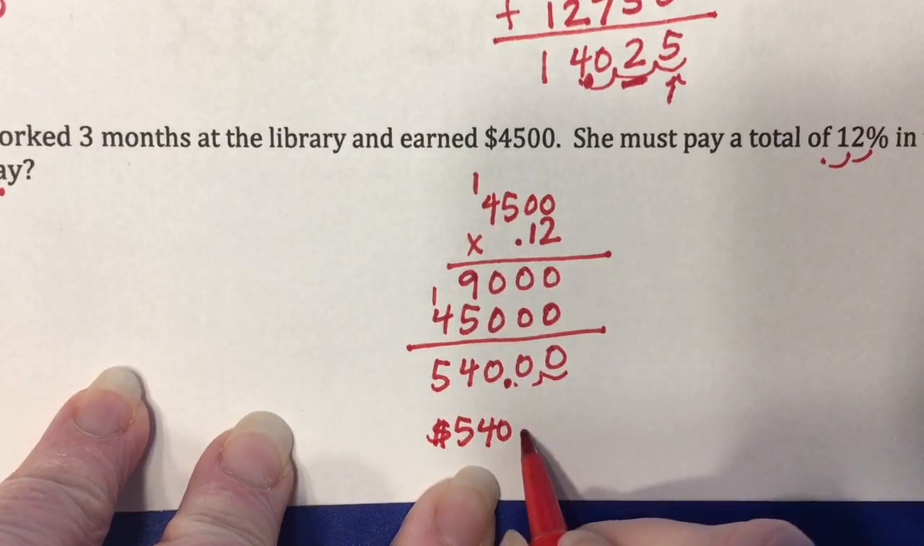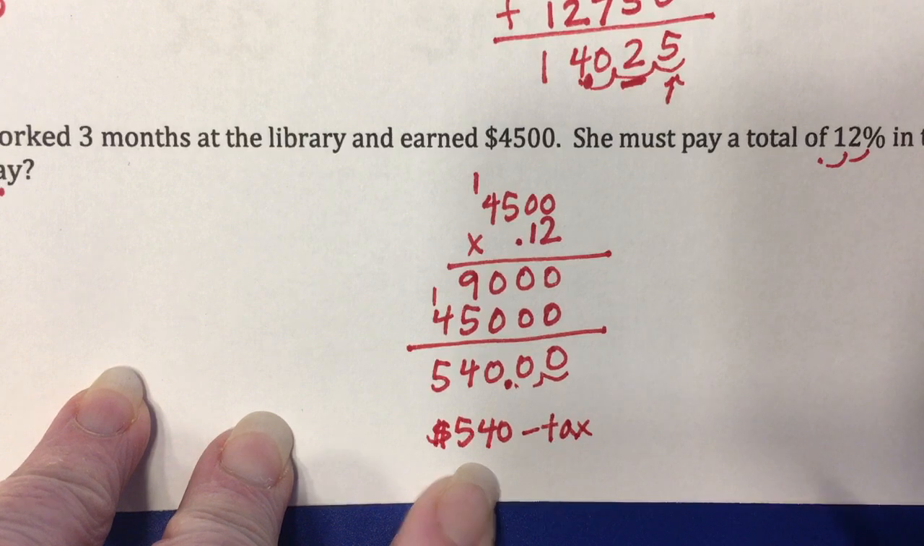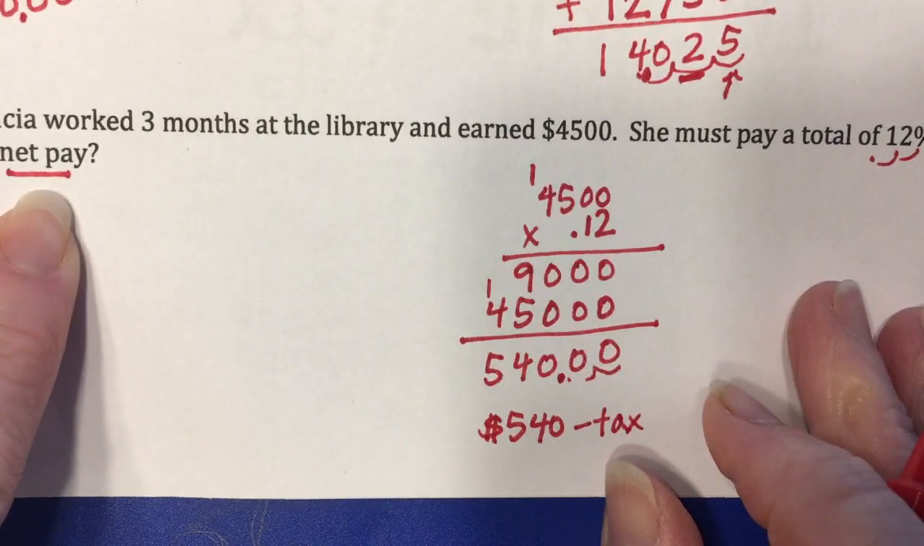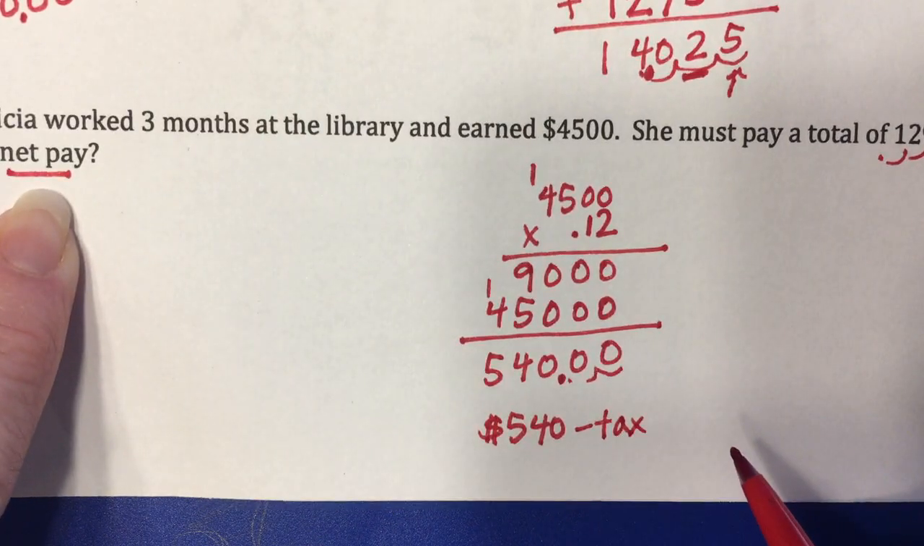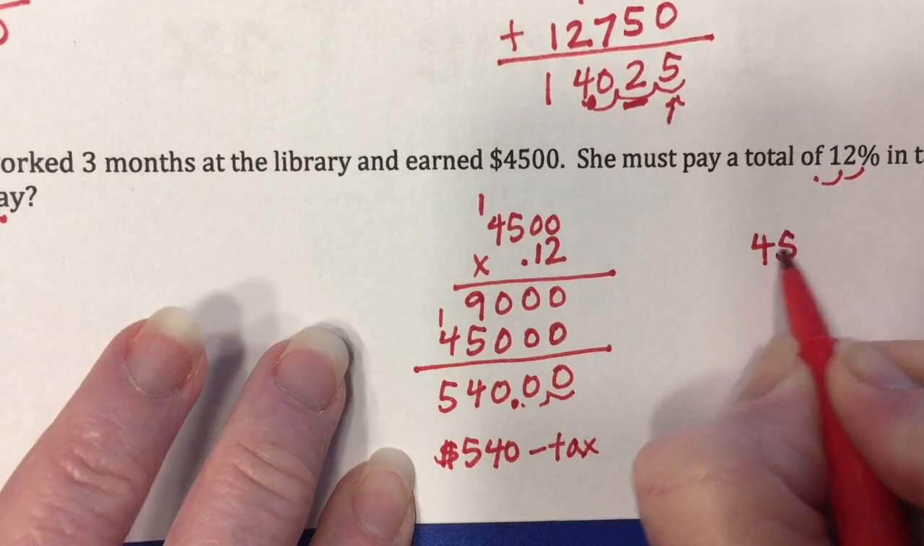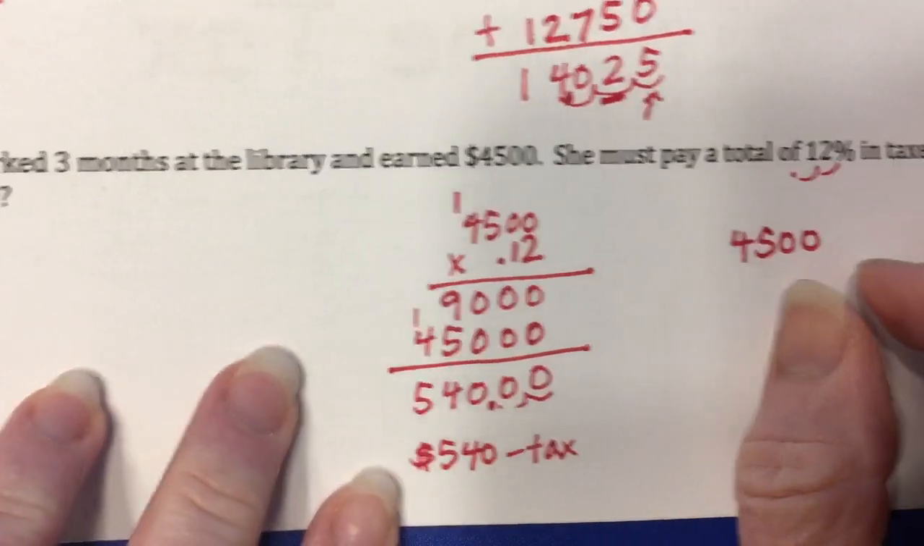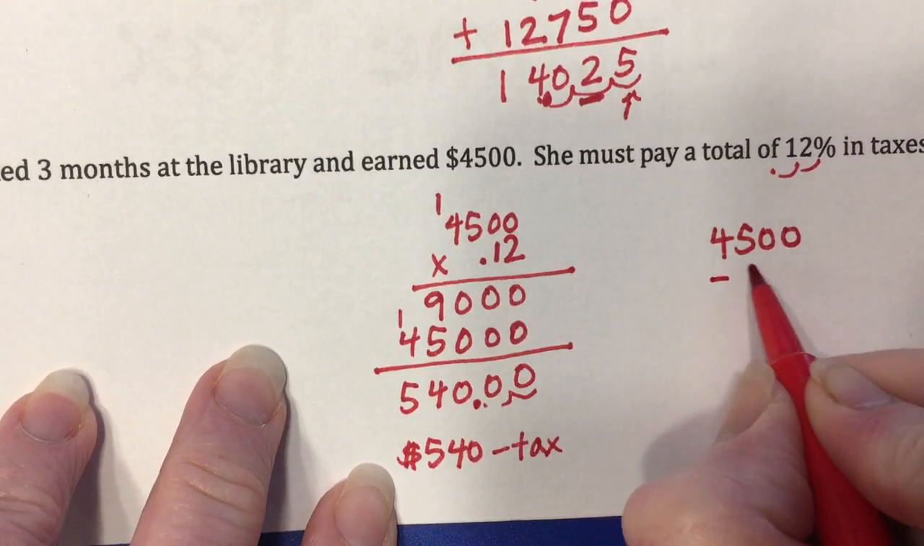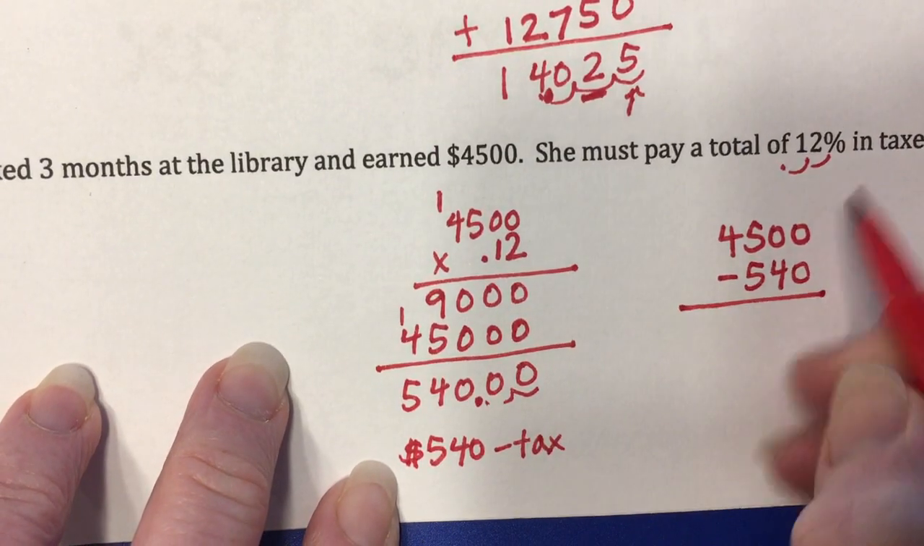That's actually her income tax. Okay, which is not what they're asking this time. They're asking for the net pay. So the net pay is what she actually takes home with her. So now we're going to have to subtract from what she made originally, $4,500 minus $540.